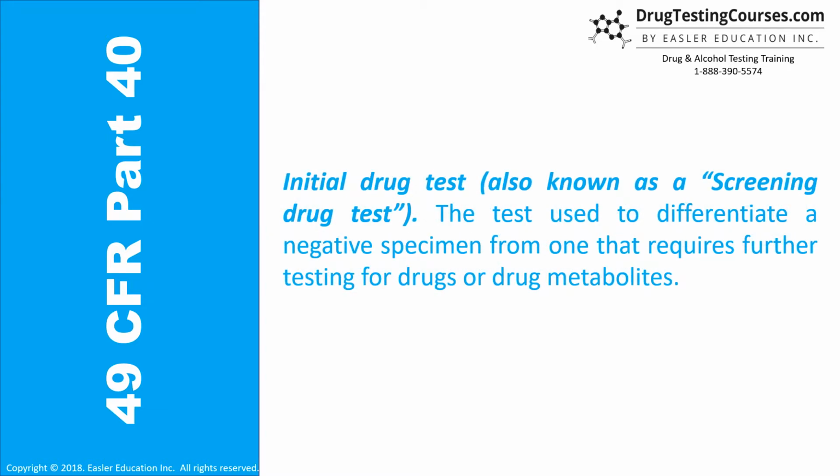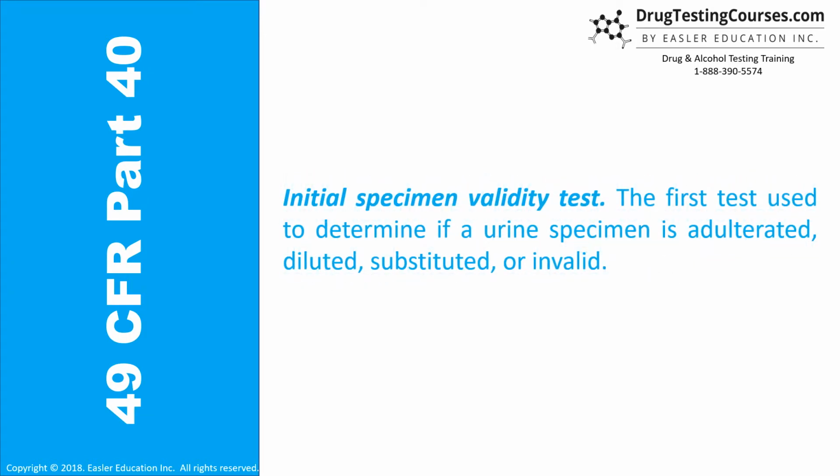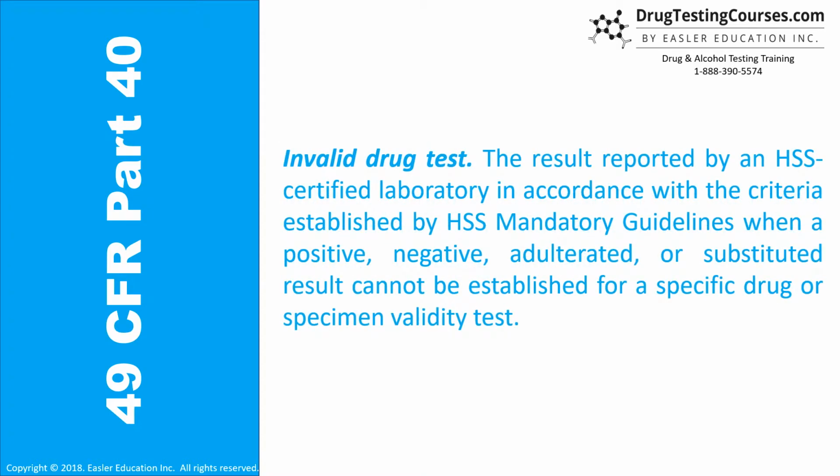Initial drug test, also known as a screening drug test, the test used to differentiate a negative specimen from one that requires further testing for drugs or drug metabolites. Initial specimen validity test, the first test used to determine if a urine specimen is adulterated, diluted, substituted, or invalid. Invalid drug test, the result reported by an HHS-certified laboratory in accordance with the criteria established by the HHS mandatory guidelines when a positive, negative, adulterated, or substituted result cannot be established for a specific drug or specimen validity test.